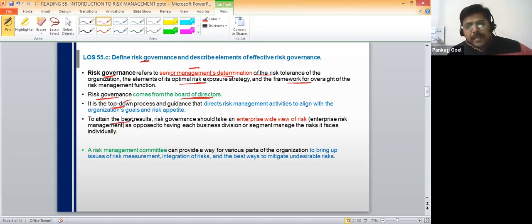So to attain the best results, risk governance should be an enterprise-wide view of risk. It means we should talk from the whole firm point of view. Okay, from the whole firm point of view, we can take this much risk. For example, we have this division, this division, we have different business segments. So these all segments will have different risk. So we should talk from the whole firm point of view, how much maximum risk we can take on. Then accordingly, I should allocate it to the different assets.